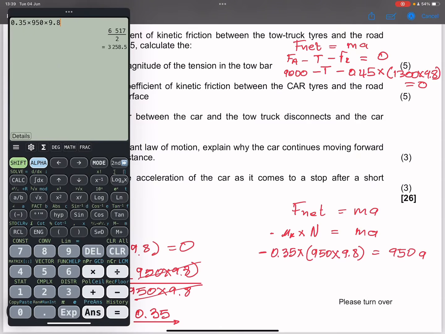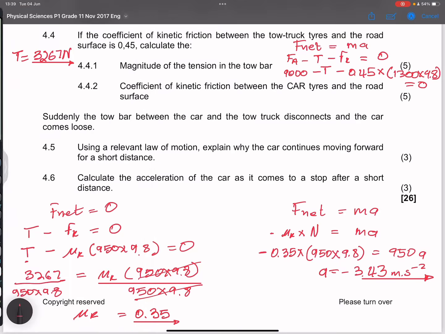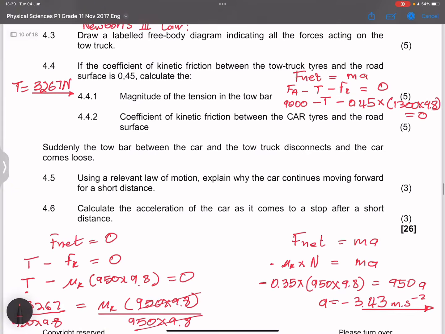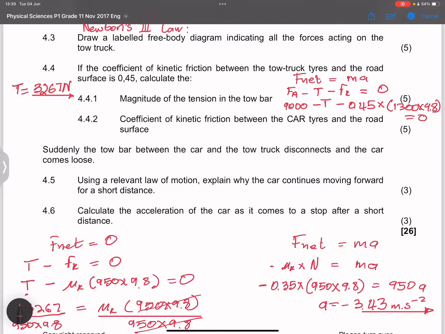If we divide by 950, which is the mass of the car, our acceleration will be negative 3.43 meters per second squared. I hope that we are okay, ladies and gents. That will be how the cookie crumbles. And by the way, I'm not sure why I even bothered, because remember, the frictional force would have been equal to the initial force on the cable, which was 3267. We could have used that right there.